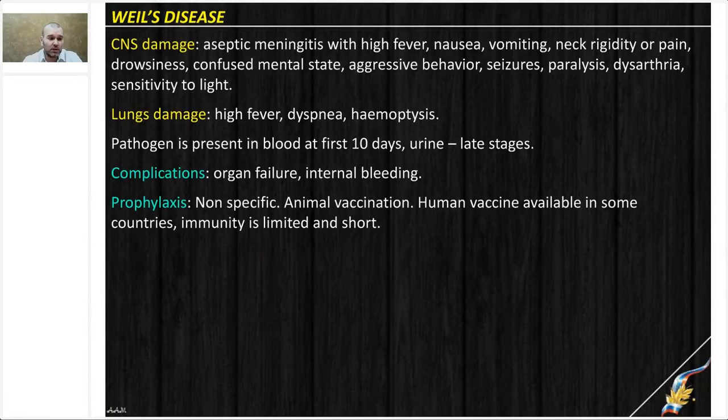Second form of disease is central neural damage or neural form, where disease will manifest initially with symptoms of meningitis without any sign of bacterial or viral infection. We call it aseptic meningitis.